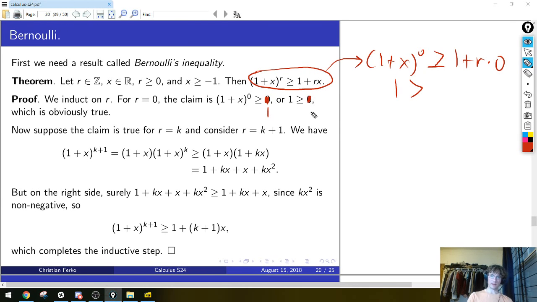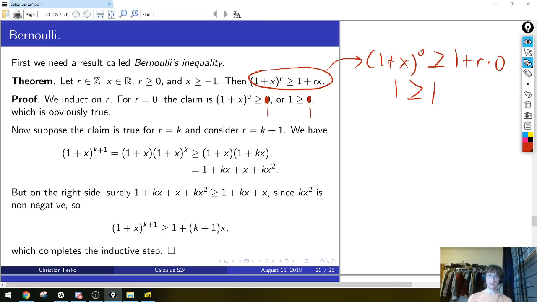1 is greater than or equal to 1. Sorry. If you plug in r equals 0, you get 1 plus x to the power 0 on the left, which is 1. 1 plus 0 on the right is 1. And it's true that 1 is greater than or equal to 1. That's obviously true. So it's true in the base case.